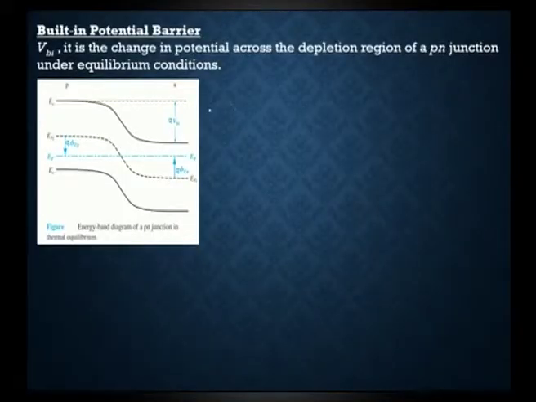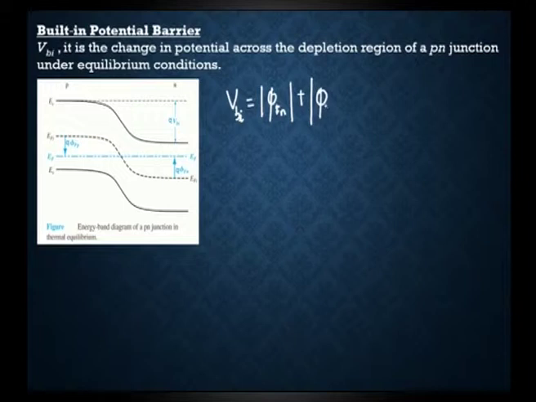Very first, the built-in potential in thermal equilibrium is the equation that we are going to write here. So, the built-in potential VBI is what? The built-in potential is equal to phi Fn, that is the potential in the n region, plus the potential in the p region. It is represented in modulus, and this is taken as equation 1.